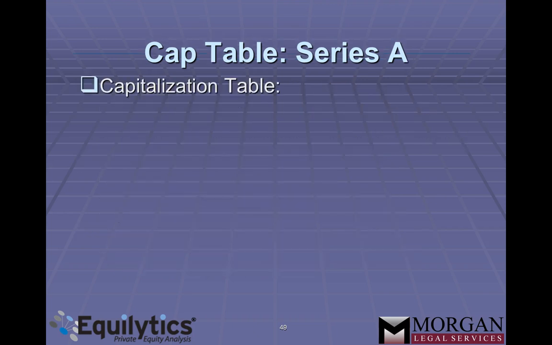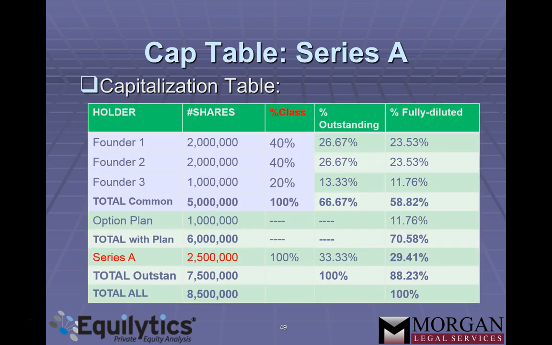What does our cap table look like with the Series A stock added in? Okay, so again, the light blue area in the upper left is similar to what we had initially with our 3 founders, but notice that we added yet another new column called percent class for the Series A. So when we have more than one class of stock outstanding, we will often want to represent it not only as the percent total outstanding, but also within each class, the percent holdings within each class.